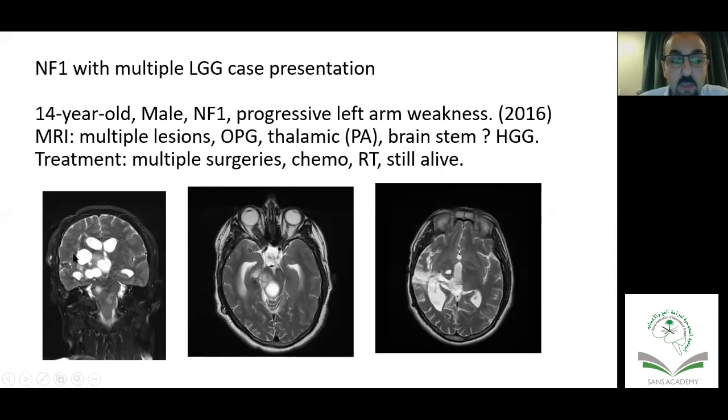So for this one, to be honest, we initially tried draining it, since it was purely one cyst, and then put in a reservoir. It recollected and then came back with solid components. So we went back and resected the whole thing, or the majority of it. And this is the latest follow-up. This one was observed and has been stable. This one was given radiotherapy. So this patient is still alive. So NF1, multiple gliomas.